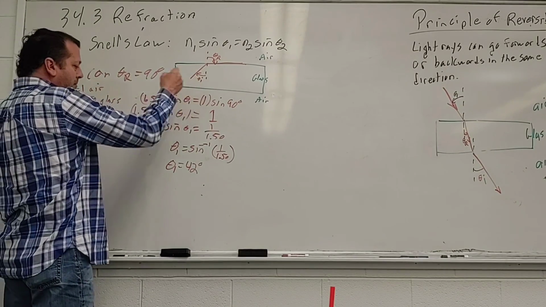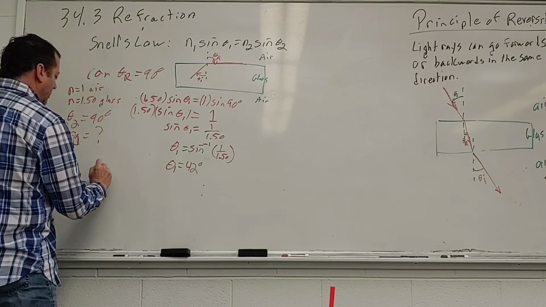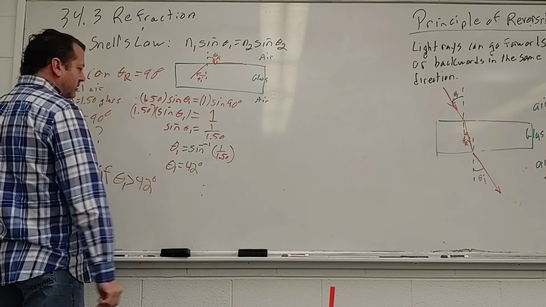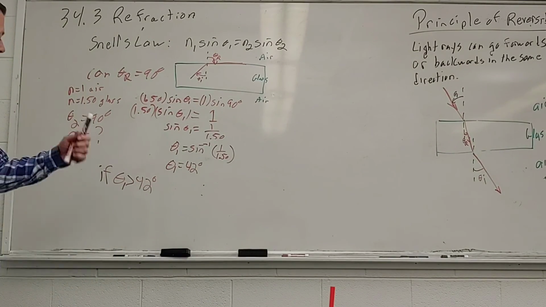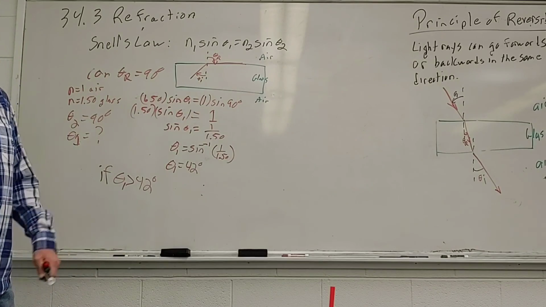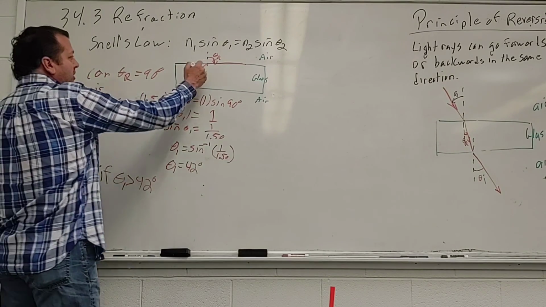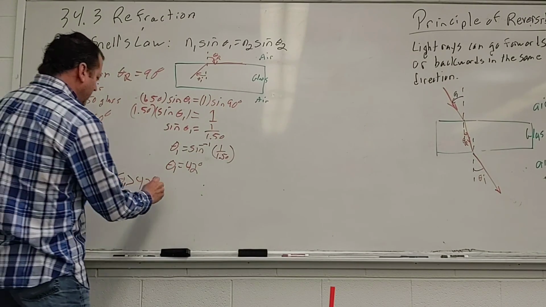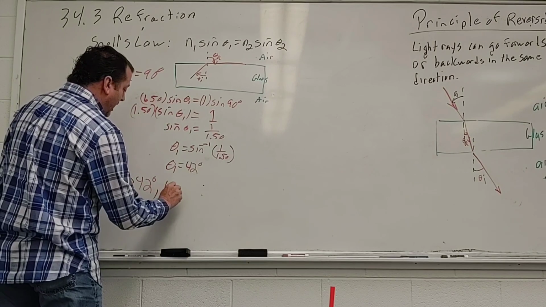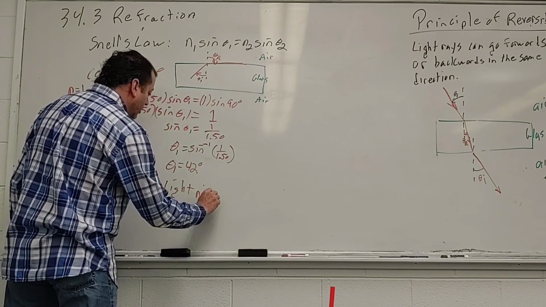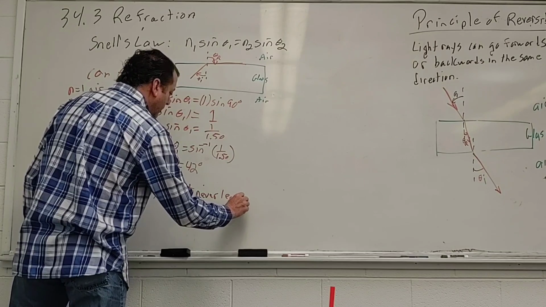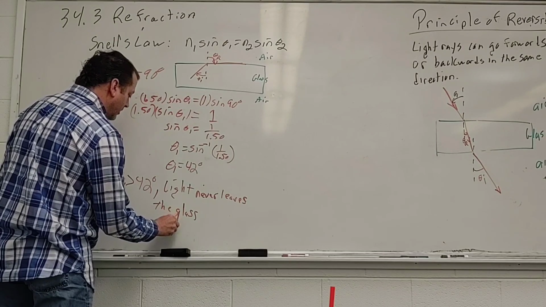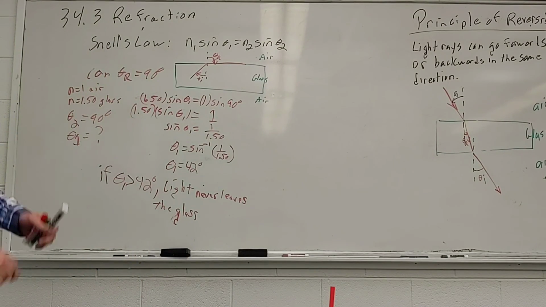But what if I make this angle bigger than 42 degrees? If theta 1 is greater than 42 degrees, what's going to be my refracted angle? How much does it get bent? Well, it would actually start getting bent down this way. So what I can say is, if theta is greater than 42 degrees, light never leaves the glass.